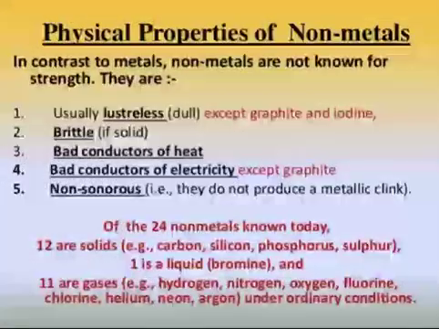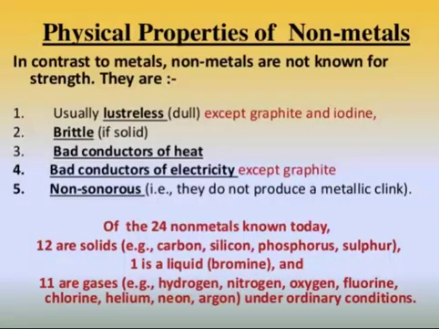Now let us see the physical properties of nonmetals. In contrast to metals, nonmetals are not known for their strength. Usually they are lusterless, which means they are not shiny in appearance, except graphite and iodine. Graphite and iodine are nonmetals, but they are shiny in appearance.